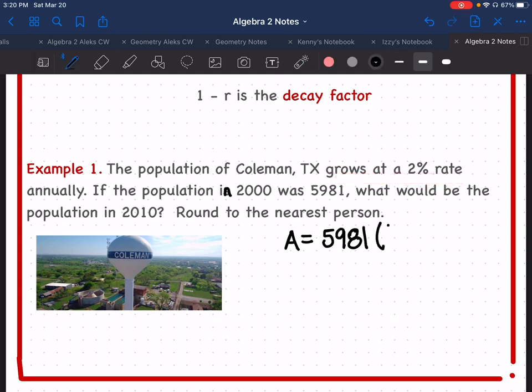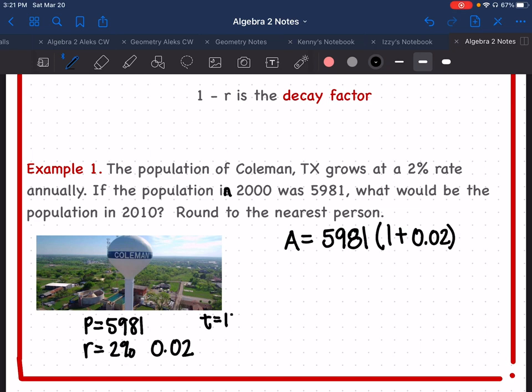So I already know to use the 1 plus. Now I have to take 2% and I have to go ahead and change it. Okay, so I knew that P was 5,981. I know that the rate is the 2%, but I have to change that. I have to move the decimal 2 times, so I'm going to think of it as 0.02. And of course, it said the time was from 2000 to 2010. That's 10 years. So I'm going to use 10 right here. I'm going to pop this into my calculator.